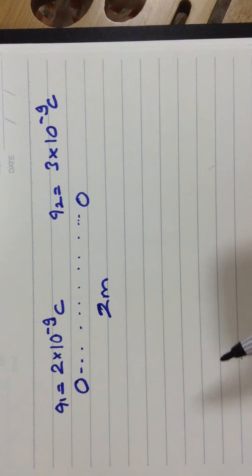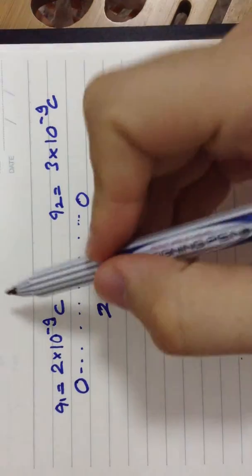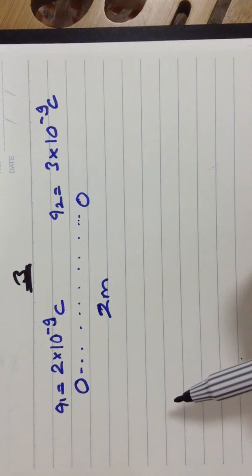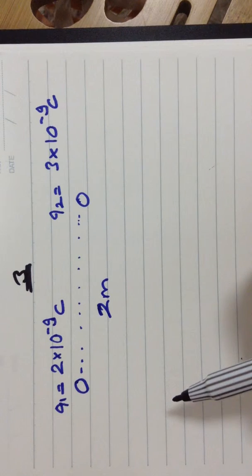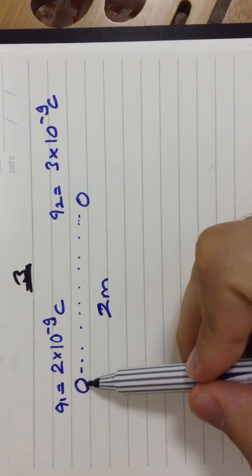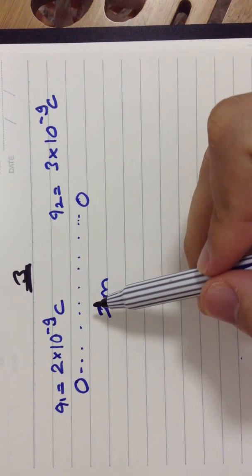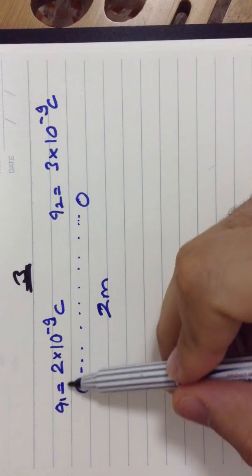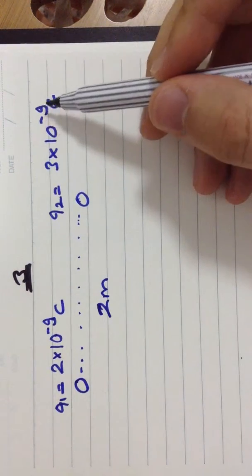Hi everybody, right now I will solve a question from worksheet number 3, and this is question number 3. In this question it says two point charges are located 2 meters apart from each other. It means there is a 2 meter difference between one charge and another. Then it gives the values of the charges: 2 times 10 to the minus 9 and 3 times 10 to the power minus 9.